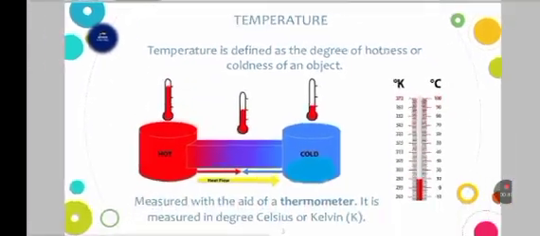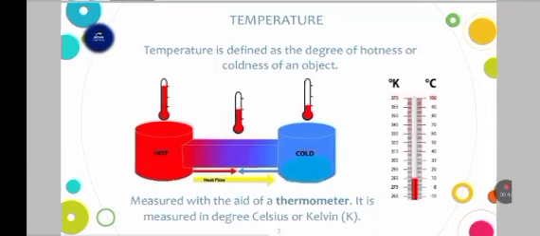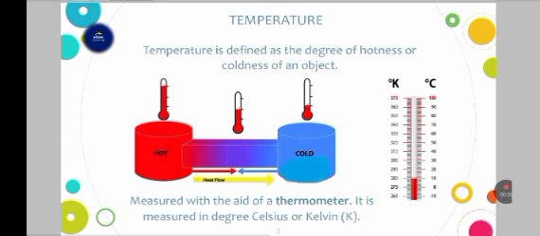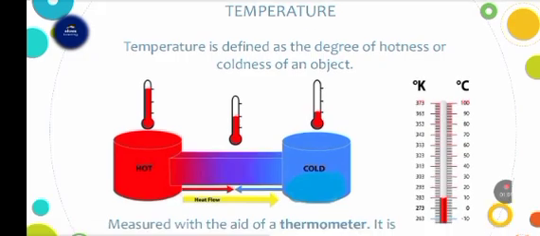Now let's look at temperature. Temperature is defined as the degree of hotness or coldness of an object. The higher the temperature, the hotter the object, and the lower the temperature, the cooler the object. The temperature of an object is measured with the aid of a thermometer, either in degrees Celsius or Kelvin.